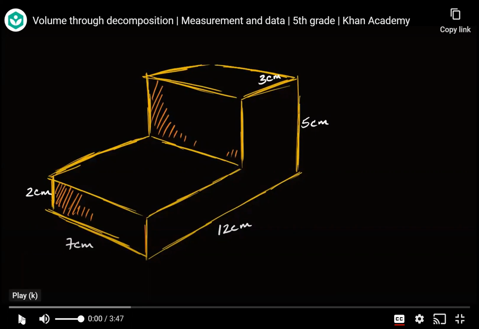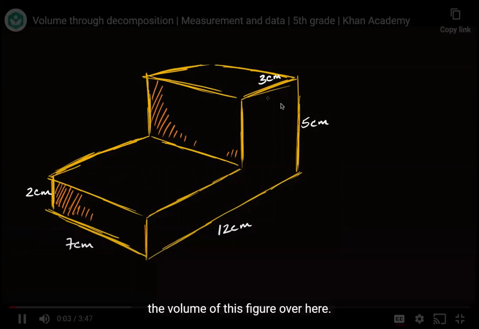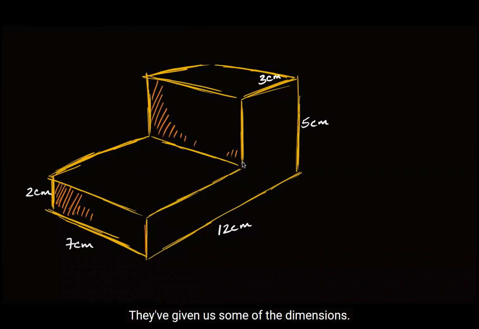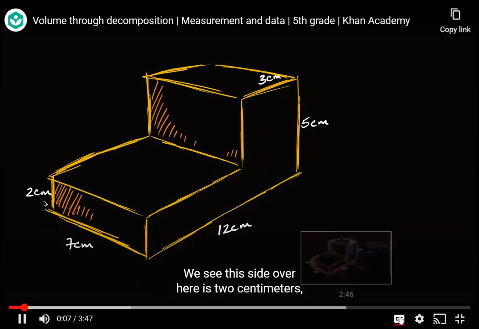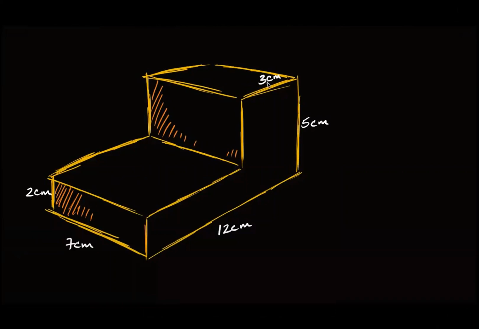Okay, here we are at the Khan Academy video. Let's see if we can figure out the volume of this figure over here. And they've given us some of the dimensions. We see this side over here is 2 centimeters, this is 7 centimeters, this is 12 centimeters, this is 5 centimeters, this is 3 centimeters. And so like always, pause this video and see if you can figure it out.